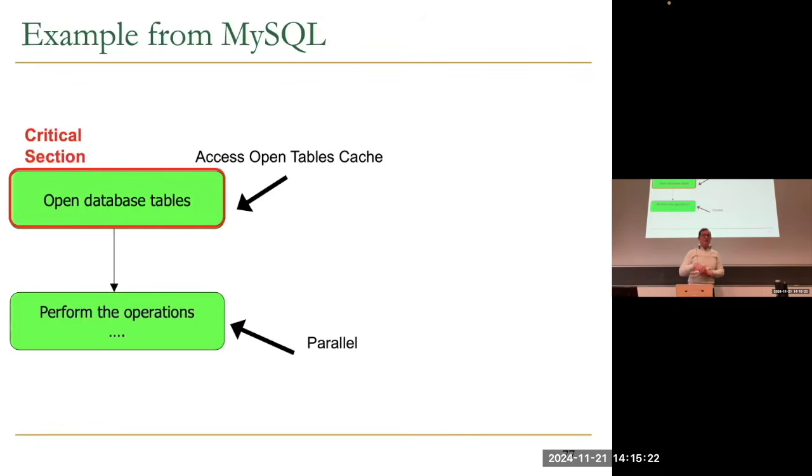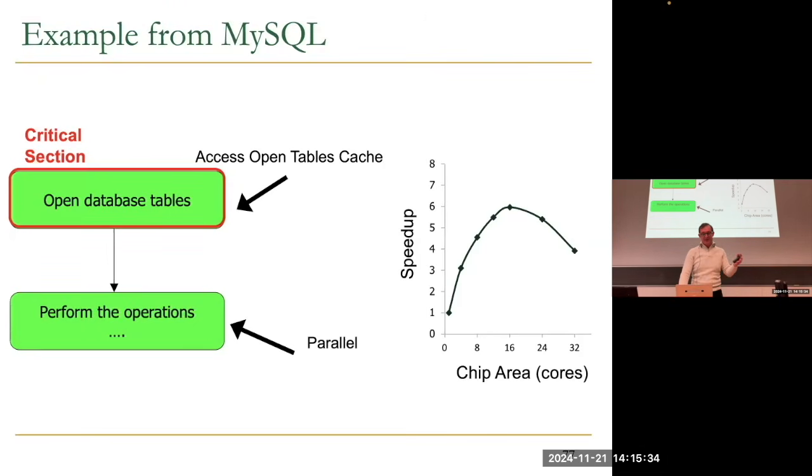And whenever you open a database table, you need to mark it as, I opened this database table, so nobody else should change it, right? So you're going to write to this table. So there's a critical section that protects it. Again, the paper has some more detail, but this critical section really limits your performance. As you add more processors, meaning increase your chip area, let's say, your speedup increases until some point, and then after that point, it starts reducing. And one of the major reasons the speedup starts reducing is processors contend for this critical section. This critical section becomes a bottleneck.